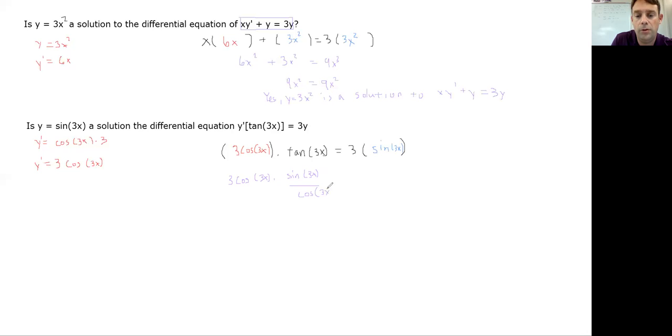So we get back into a little bit of a trig proof like we did last year. Not much, so we're not going to go too crazy with it. And when I clean up the left side, we end up with 3 sine of 3x, because the cosine 3x's will cancel out. So sine 3x, 3 sine 3x equals 3 sine 3x. So then we're going to write all about it.